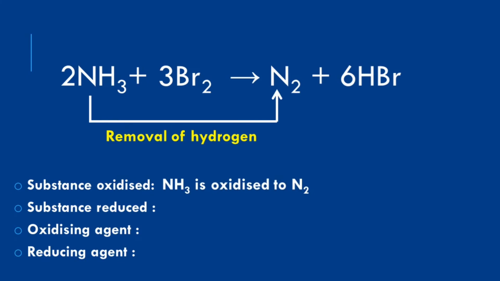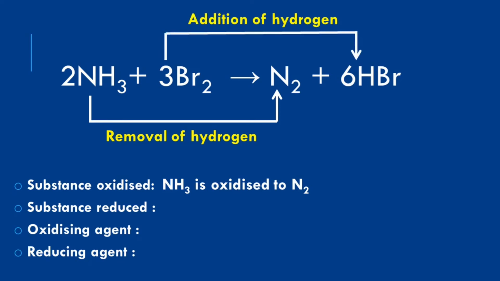And bromine has been converted to hydrogen bromide. So there is an addition of hydrogen for bromine. And in a reaction when hydrogen is added, it is reduction reaction. So Br2 is reduced to HBr. Here in this reaction, the substance that got hydrogen added to it becomes the oxidizing agent because it helped in removing the hydrogen from the other reactant. Since here bromine has got hydrogen, it becomes the oxidizing agent and ammonia becomes the reducing agent.